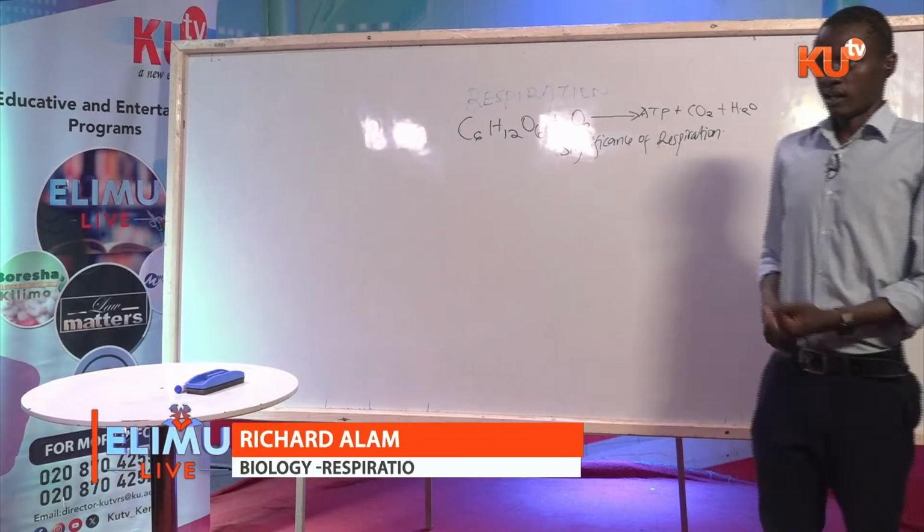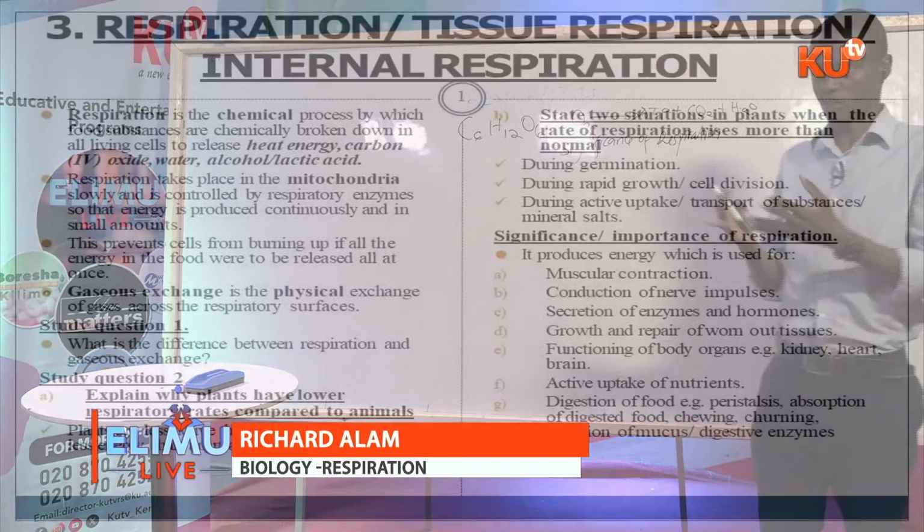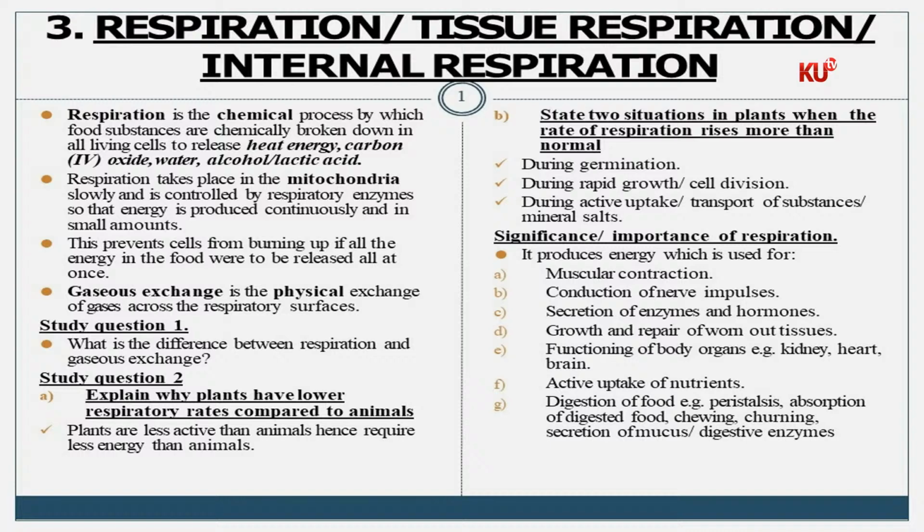The energy is required in transmission of nerve impulses. Then functioning of body organs such as the brain requires energy. Then active uptake of nutrients. Then digestion of food in processes such as peristalsis requires energy. Now, that's the introduction that we have.